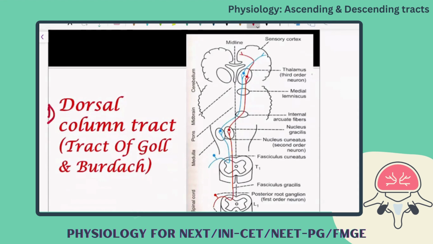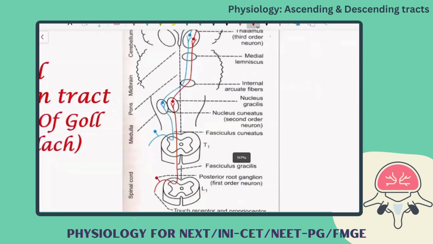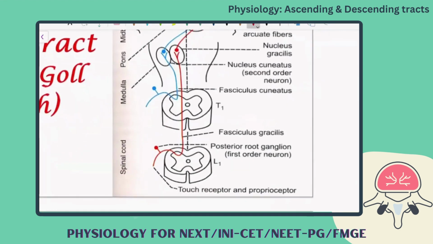one, dorsal column pathway. It is also called as tract of Gall and Burdach. They are the persons who experimented and found this pathway. So you also call it as tract of Gall and Burdach. Okay, so first this is an ascending pathway. So we have to move from the base to the top. That is how the pathway is going to travel.